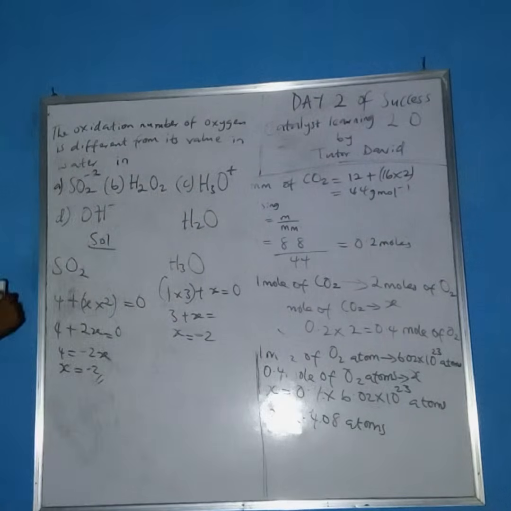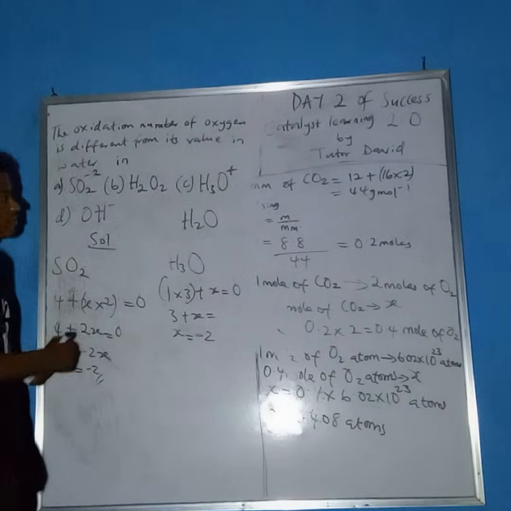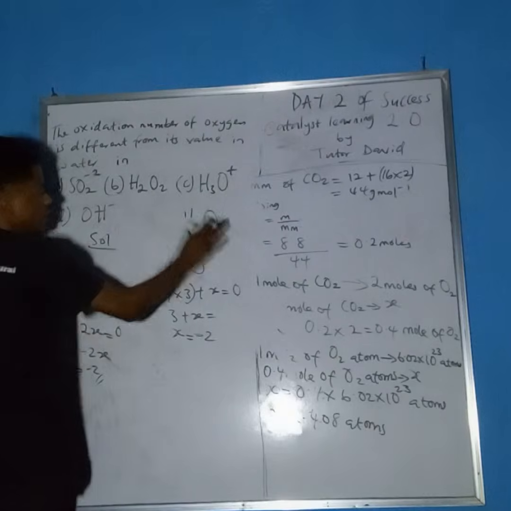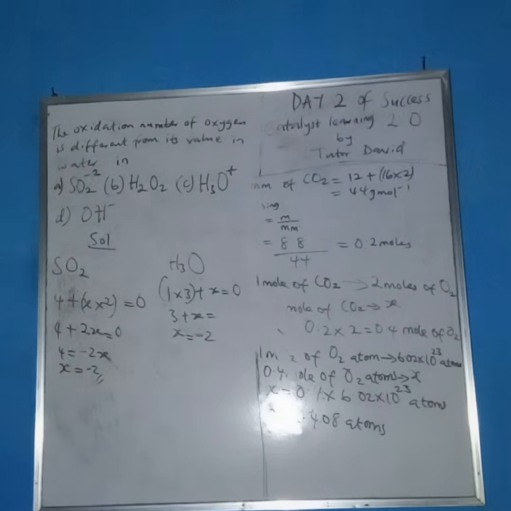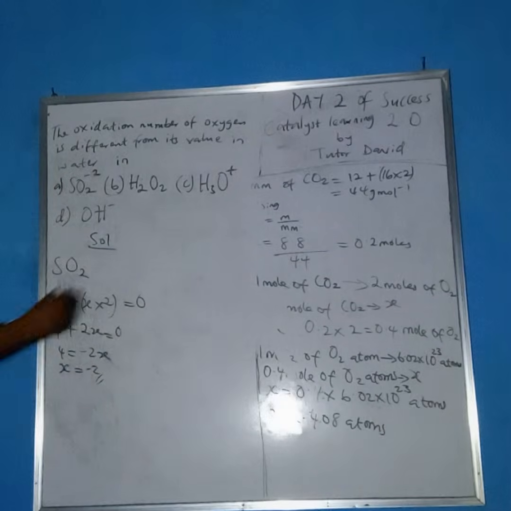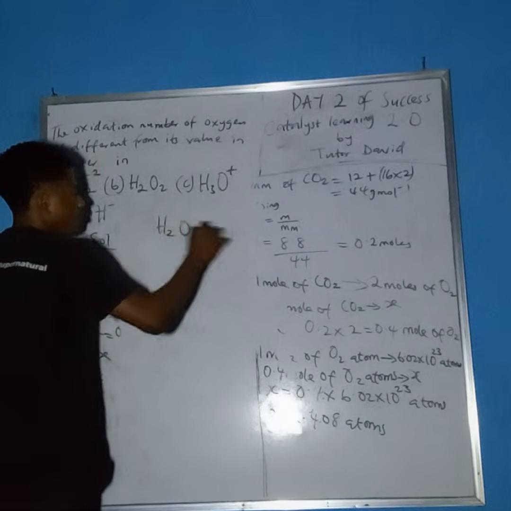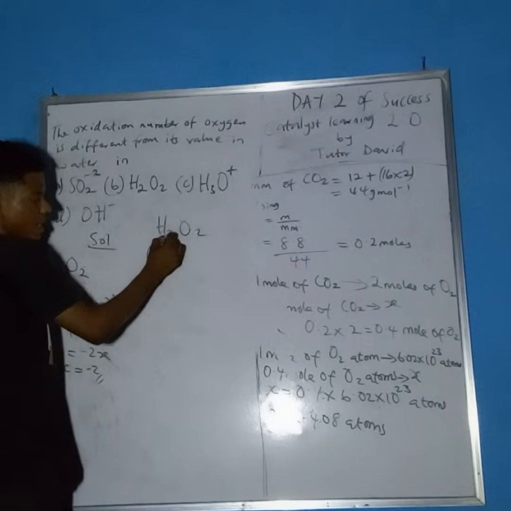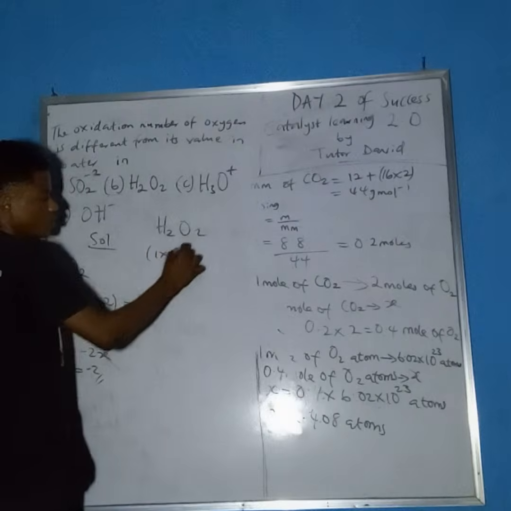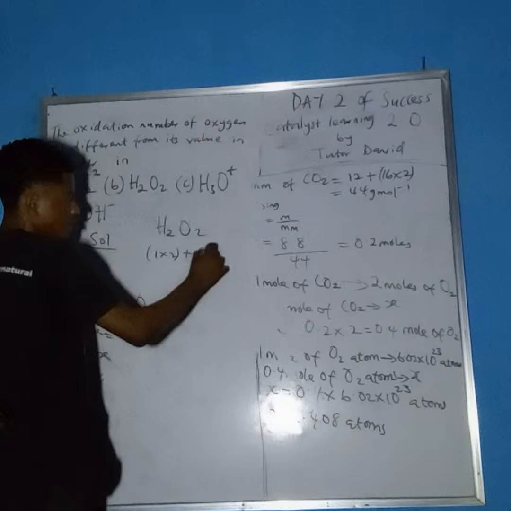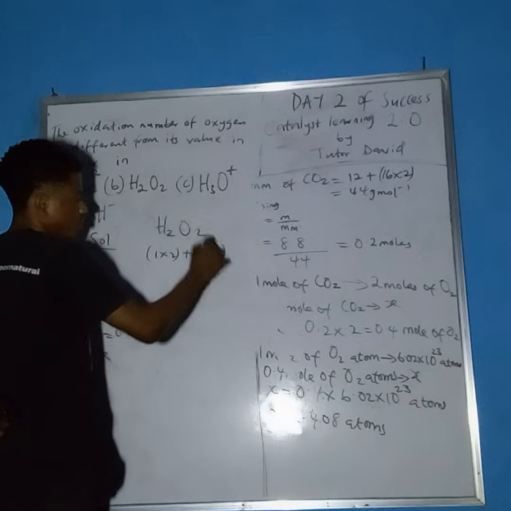Now, if we do the same thing here, of course, oxygen is what? -2. So the only one that is different is Option B. Why? Because let's calculate H2O2. The oxidation number of hydrogen is what? Of course, we know it's 1. But how many atoms can we see? 2. So 1 times 2, plus oxygen, which we don't know, x, times how many atoms can we see? Times 2. We equate it to 0.